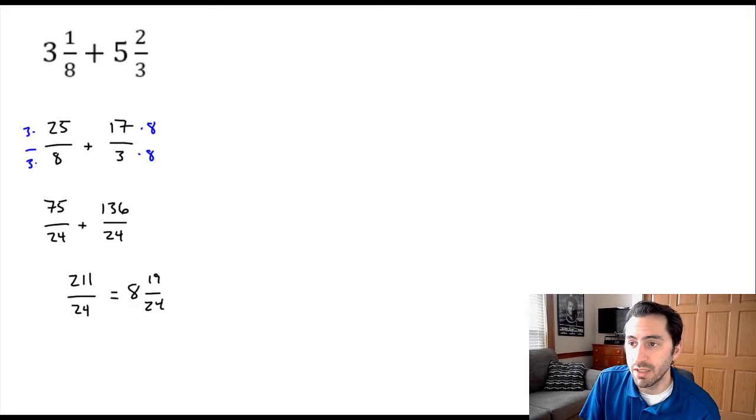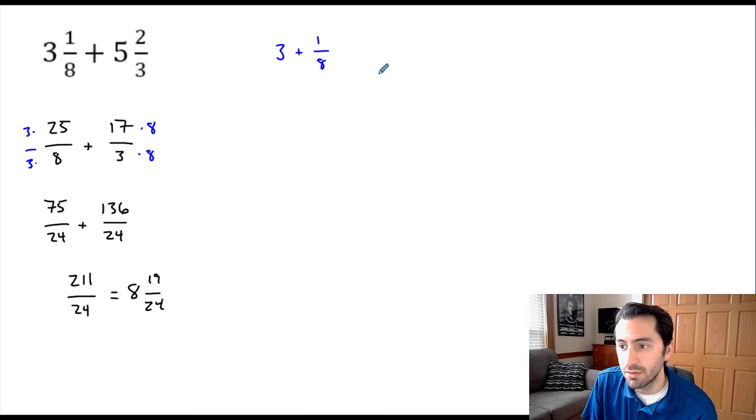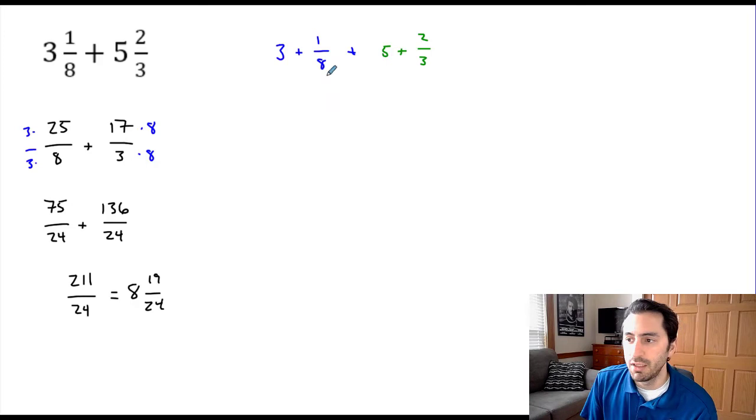But another way I can do this is by looking at the whole number parts and the fraction parts of our mixed numbers separately. So just to give you an idea of what I'm talking about, 3 and 1/8 is actually just the same as 3 plus an extra eighth. And then 5 and 2/3, that's just the same as 5 plus another 2/3. So when we write a mixed number like that, it's actually just representing addition. So written like this, addition, we know we can do in any order we want. So why don't we rewrite this?